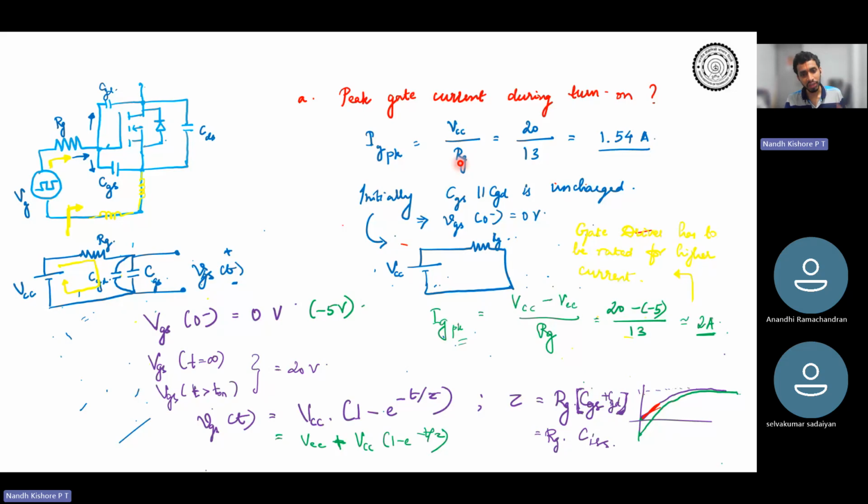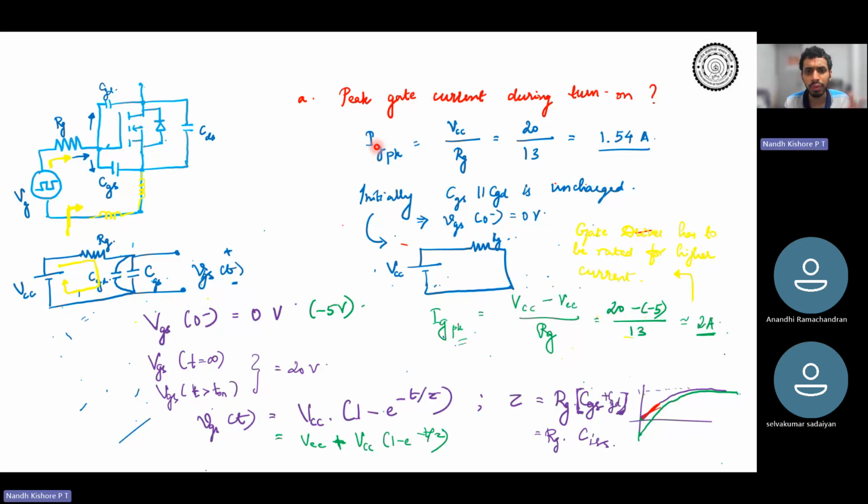Okay. So you have to compute what is IG peak during turn on and what is IG peak during turn off. Thus the RG value will change, and based on that, your IG peak will change and your gate driver should be rated to sink that much current. So both of these aspects you need to see.